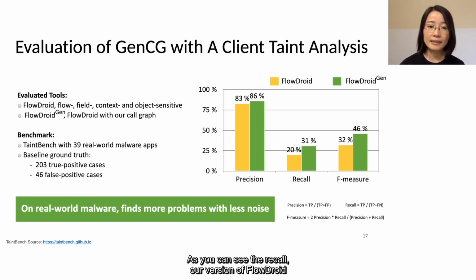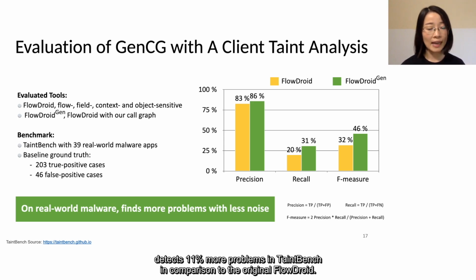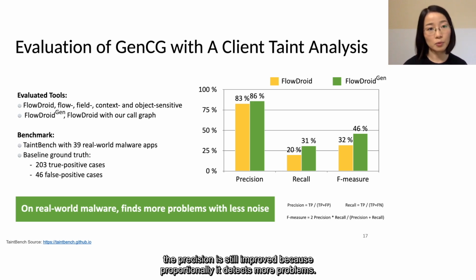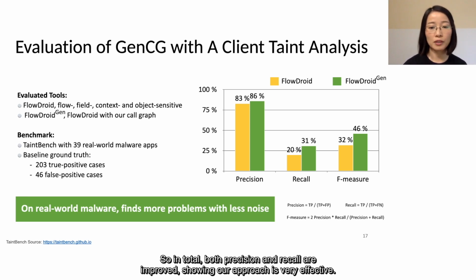As you can see, for the recall, our version of FlowDroid detects 11% more problems in TaintBench in comparison to the original FlowDroid. Although it produces a few more false positives, the precision is still improved because proportionally it detects more problems. So in total, both precision and recall are improved, showing our approach is very effective.